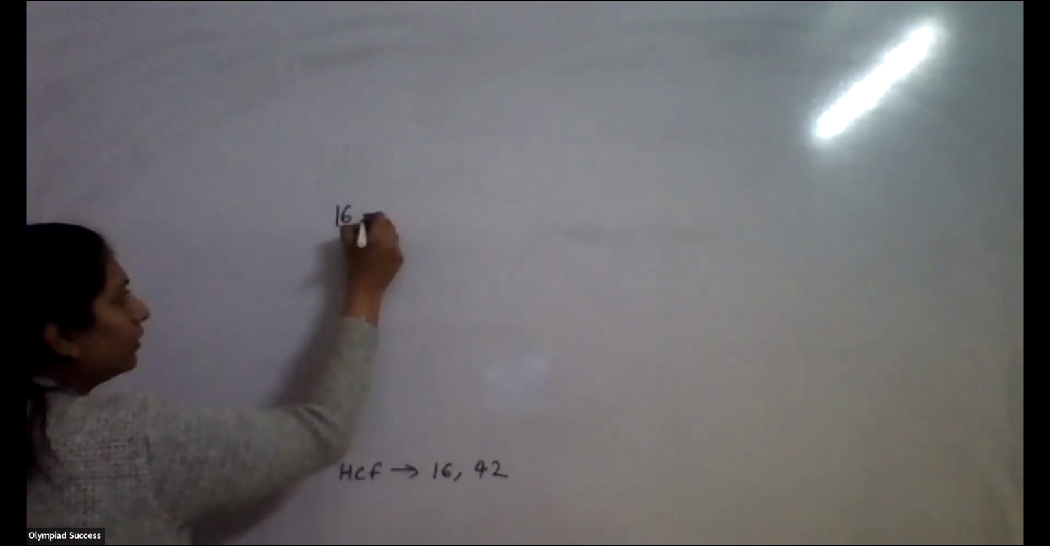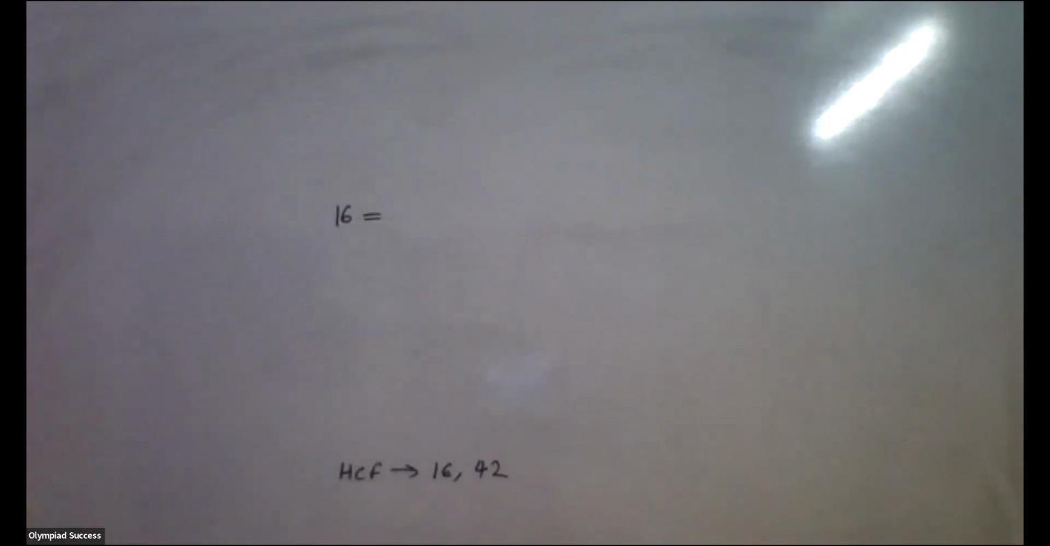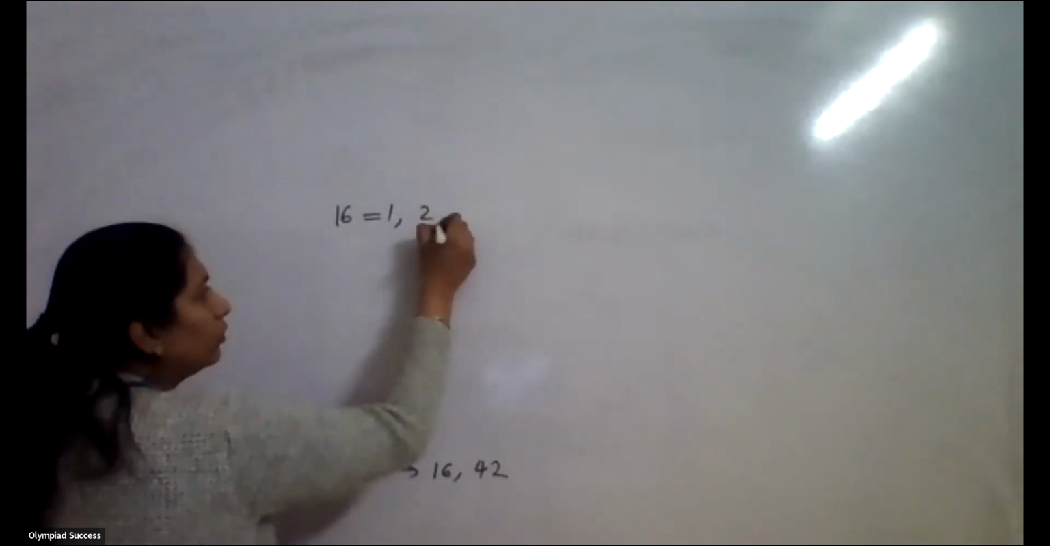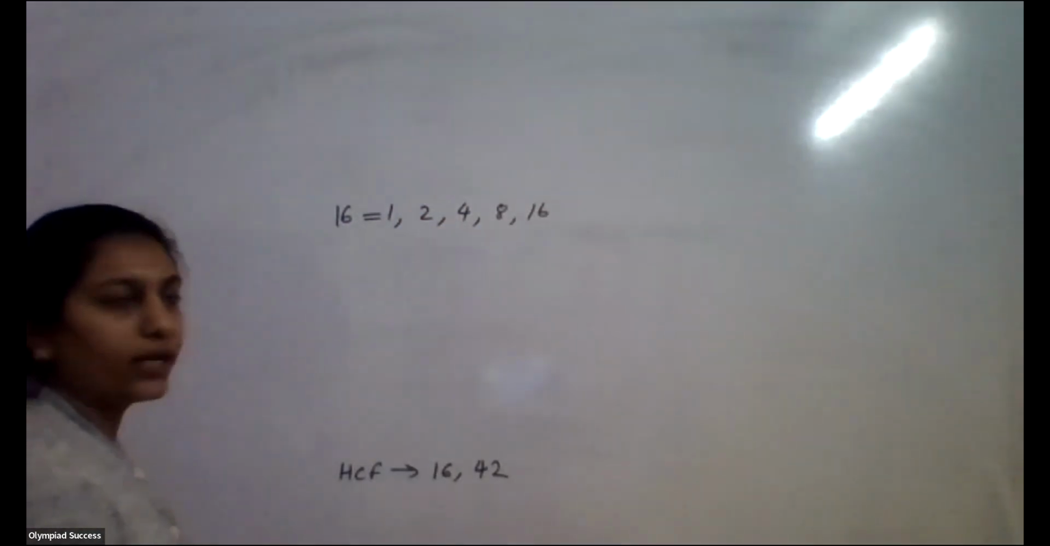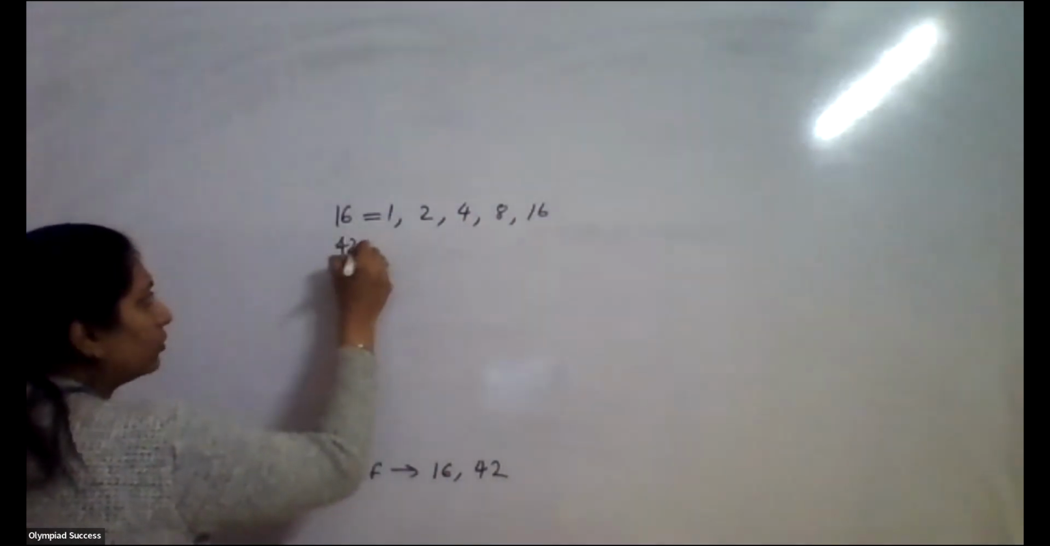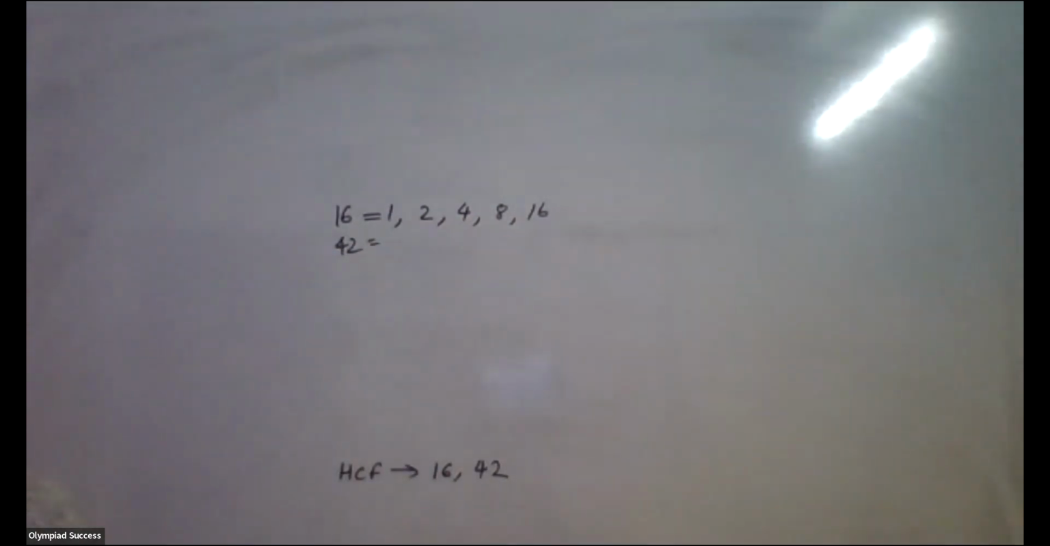Okay, what are the factors of 16? 1, 2, 4, 8 only, not after that. Yes, so first will be 1, 2, 4, 8 and 16. Okay, now what are the factors of 42? Write the factors of 42.